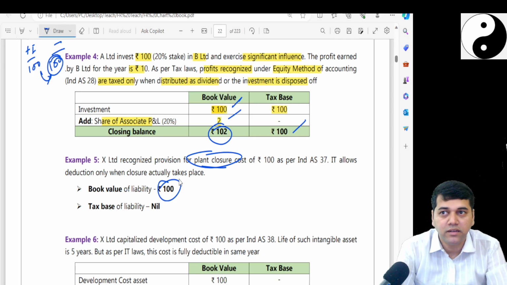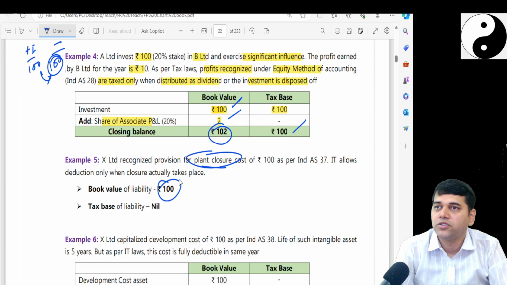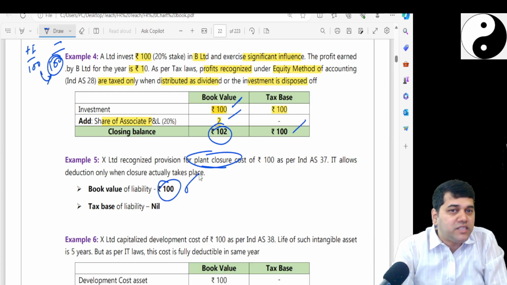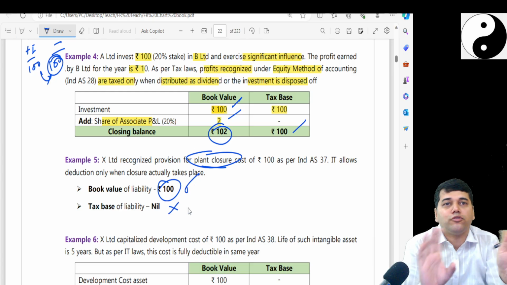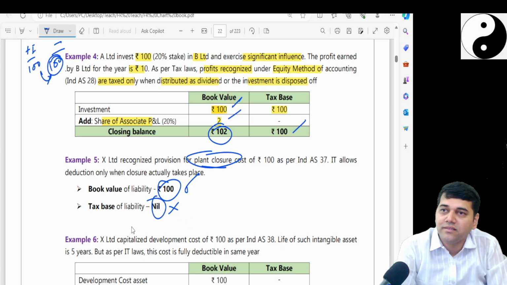Did you add back? When they say pay on cash, you claim the deduction. So when you recognize this 100 rupees, they say no, I'm not going to recognize this. They didn't recognize this. So their tax base is nil. Clear?